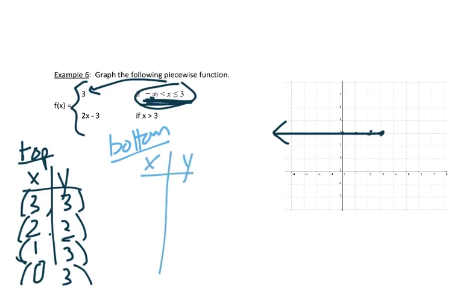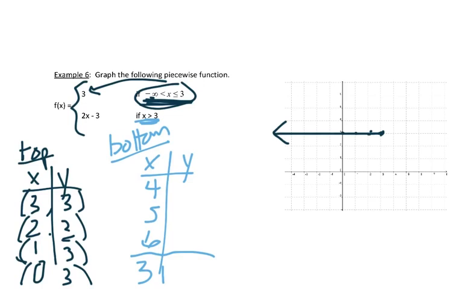So in the bottom, we want numbers that are bigger than 3. That's what this is telling us. So we choose 4, 5, 6. But we also need to do at 3. So I'm going to put a little squiggly line. I'll show you how to deal with that in a second.